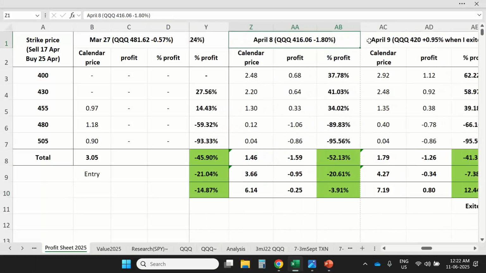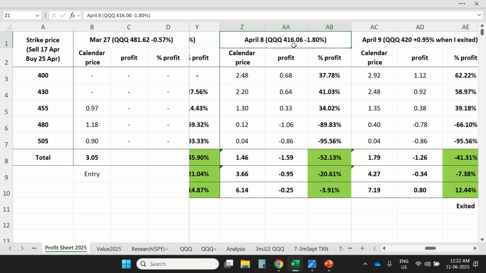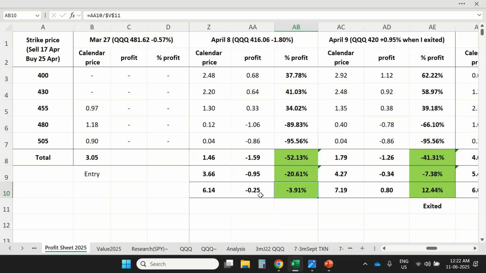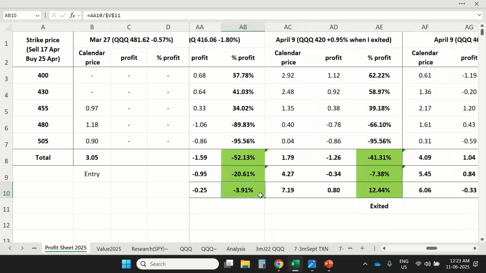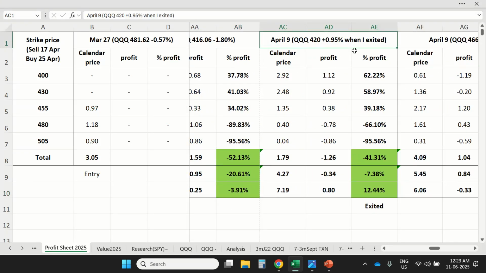Now on 8th of April, QQQ went to 460, and our return was minus 3.91%. So now you can see we are getting back our money. Now on 9th of April, QQQ was around 420. It was the middle of the day, and at that time I was able to see a 12.44% profit, and I exited this trade.